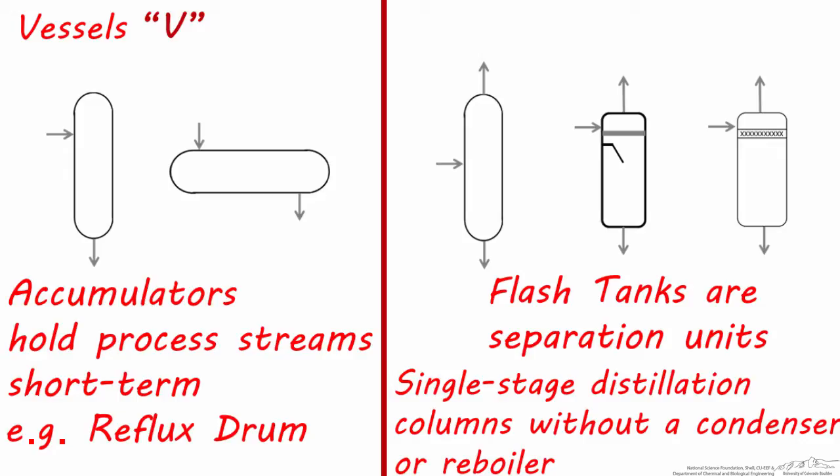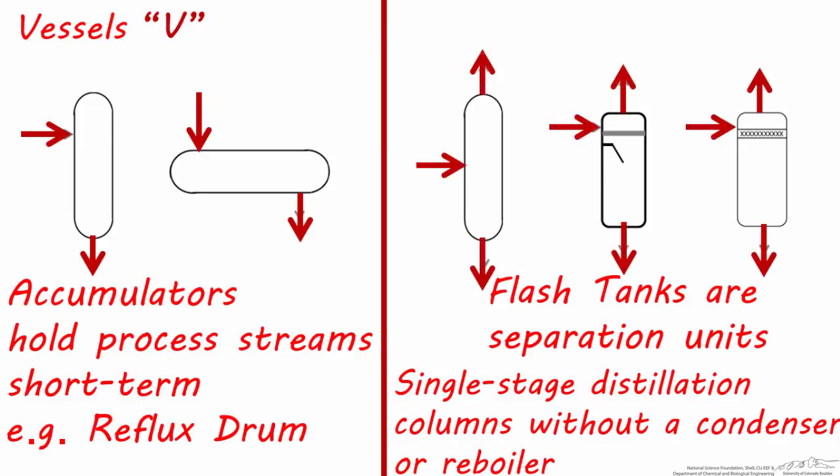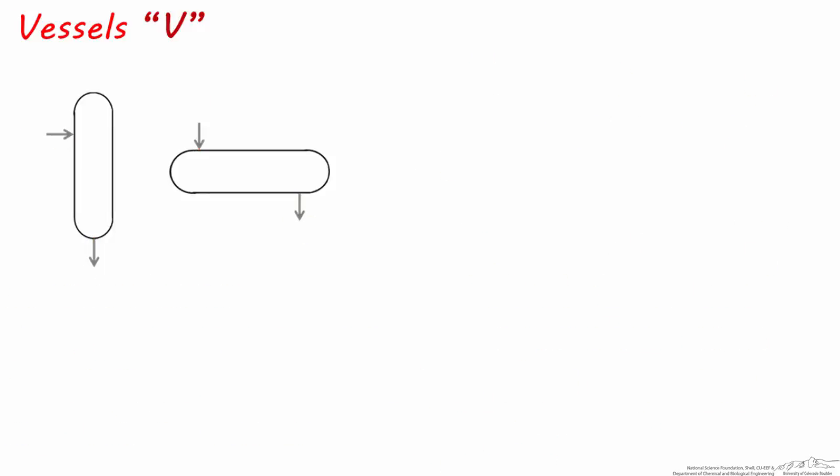You can always tell a separation unit from a simple tank vessel by the number of streams coming out of the unit. If there's one stream coming in and going out of the unit, you have an accumulator. If there's one stream going in and two or more streams coming out, then it's a separation unit. I want to show you some important characteristics to consider when using these symbols on a process flow diagram.